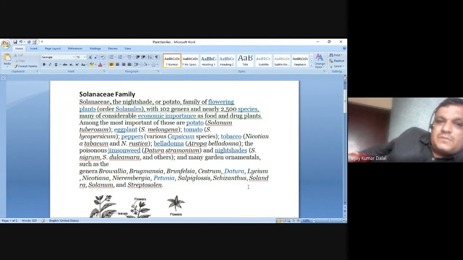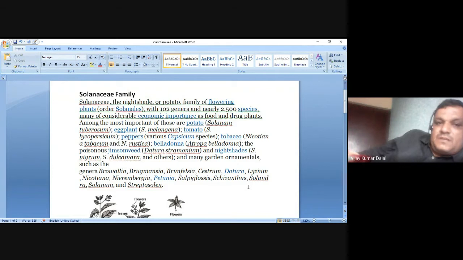So, some of the examples are potato, which is Solanum tuberosum, eggplant or brinjal, Solanum melongena, tomato, Solanum lycopersicum. This is the old name. Now it is called Lycopersicum esculentum. Then pepper, various species of Capsicum like chilies and bell pepper, etc. Then we have tobacco, which is Nicotiana tabacum or Nicotiana rustica. Then Atropa belladonna, from which the drug belladonnin is obtained. The plant's normal name is belladonna.